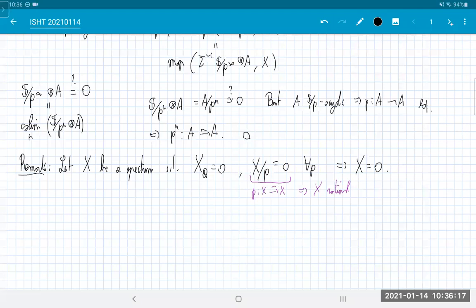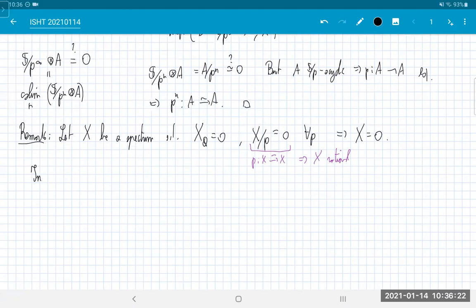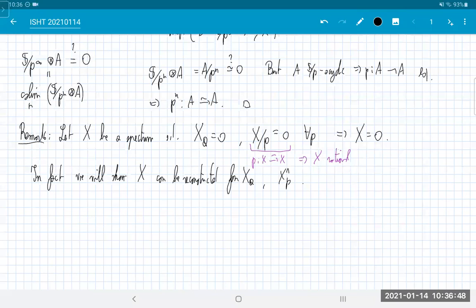And in fact, I will show you, we will show X can be reconstructed from XQ and its P completion. You need an additional piece of glue data, but we will see a precise statement later. So often when people describe a spectrum, what they're going to give you is the rationalization, its P completion, and maybe a few words about the gluing data, and they'll call it good enough, because you can actually rebuild it.